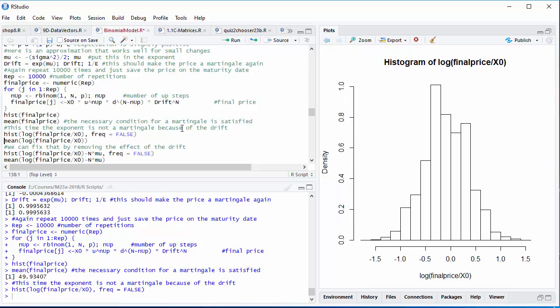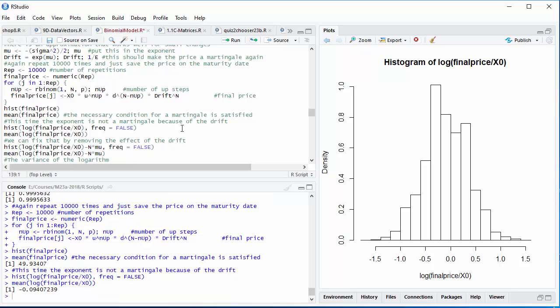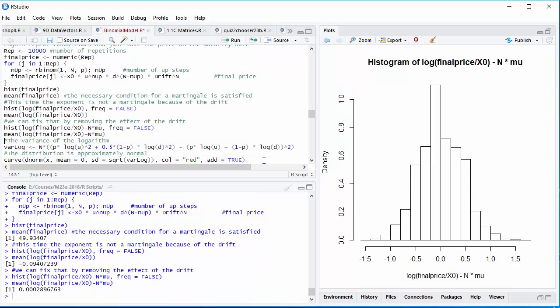However, I've now messed up the martingale property for the logarithm. You can see that the mean of the logarithm is about minus 0.1. That's significantly less than 0. But I know exactly why that happened, because I built in the drift. If I just subtract n times mu from the logarithms, then I end up with something whose mean is precisely 0. That's like Deneen's saying w sub t tilde is equal to w sub t minus ct.